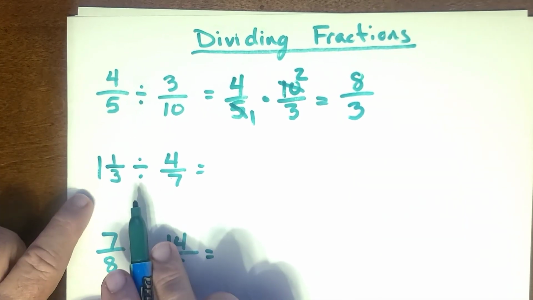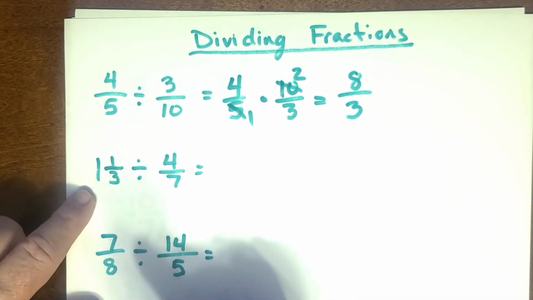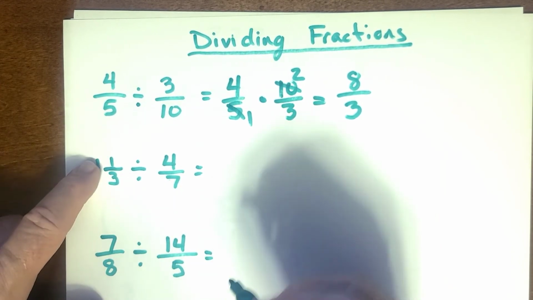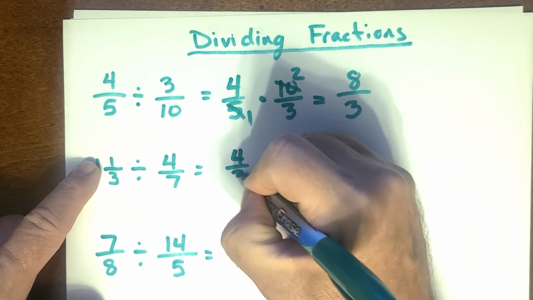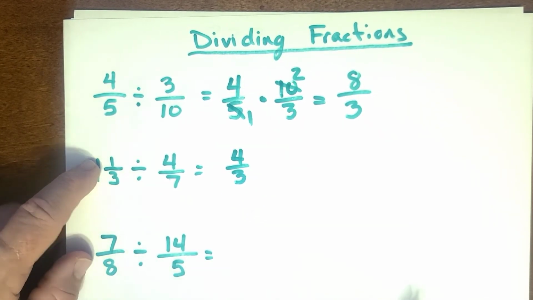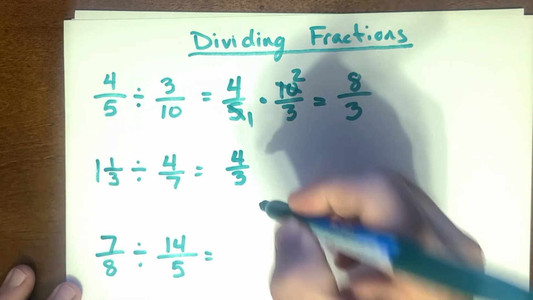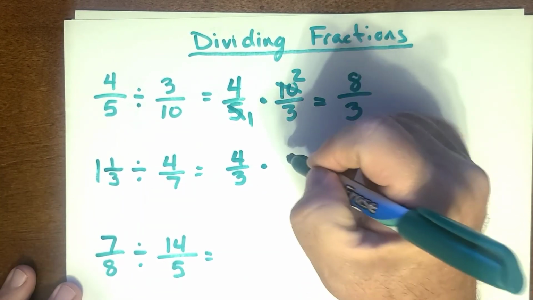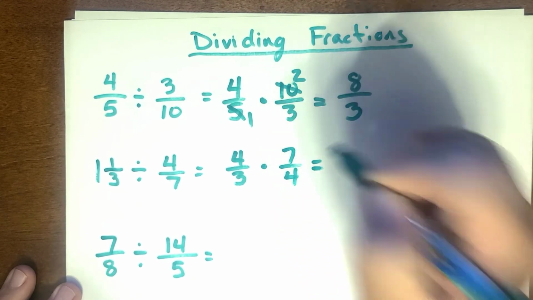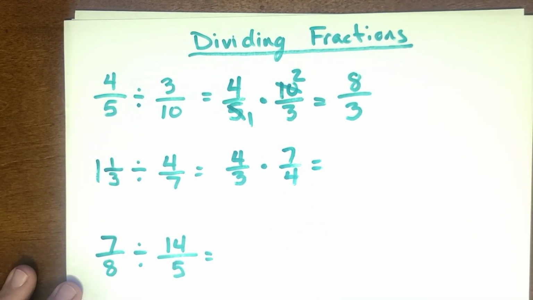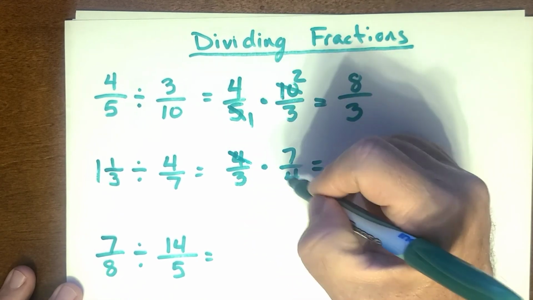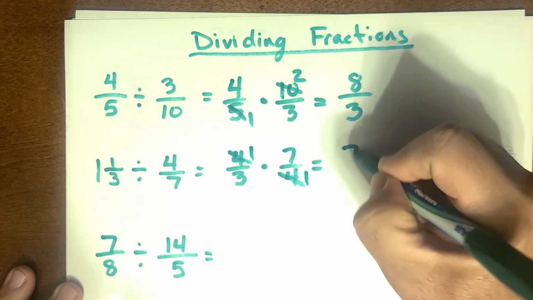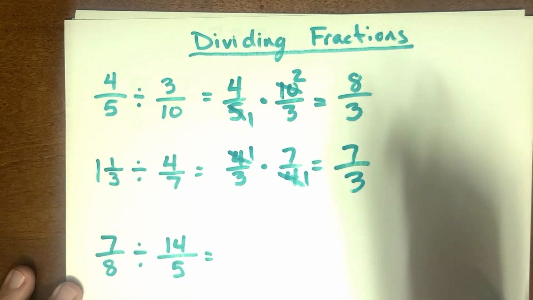Now, I have an improper fraction. Remember what we did. I have to multiply 3 times 1 to get 3, add 1, so I have 4 over 3. Back up the video if you need to. Now, I keep this, I change my division sign to multiplication, and I take 4 over 7 and do 7 over 4. That's called the reciprocal. Now I do the do. These 4's divide out. 1 times 7 is 7. 3 times 1 is 3.